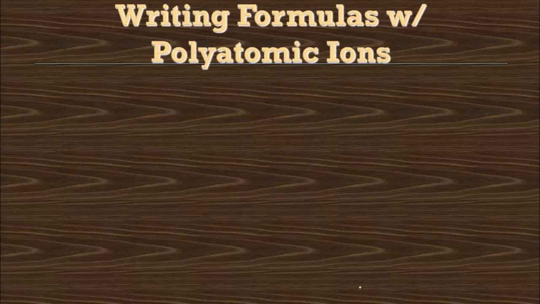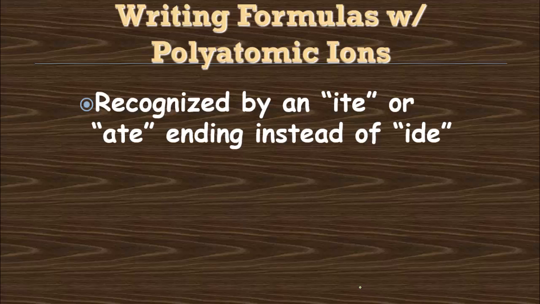So here's where we take those polyatomic ions, those molecules that had that negative charge. Usually we can recognize them, because remember, you're going to be working with names now and not the formulas. So we can recognize them by an ending of "ite" or "ate" instead of "ide." Usually anything that ends in "ide" is just a regular element. So it's on the actual periodic table. "Ite" or "ate" means you have a polyatomic ion.